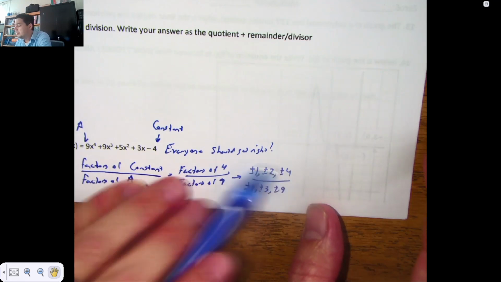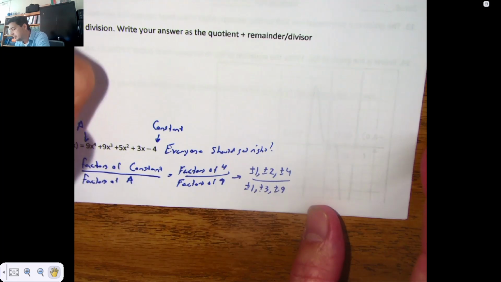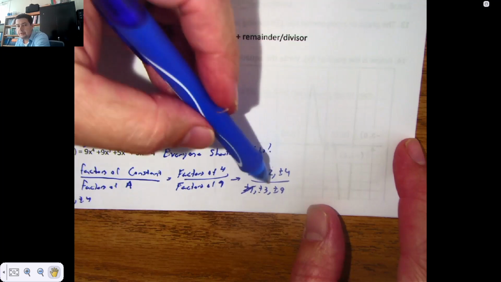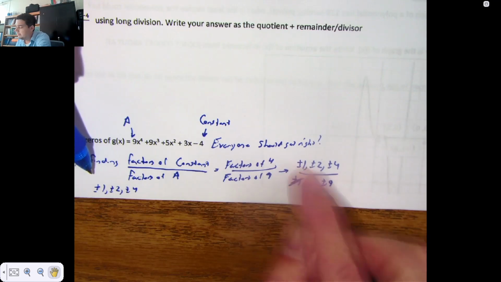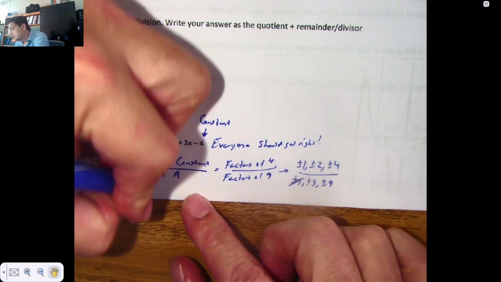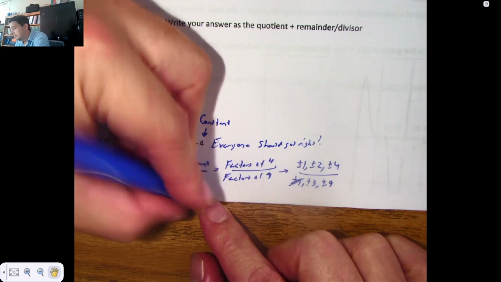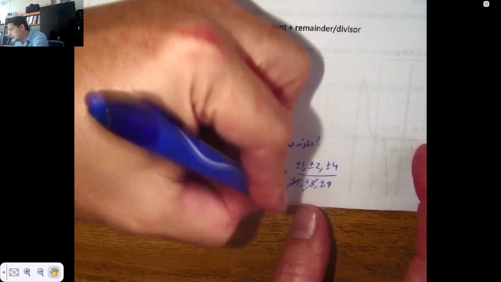The first thing you do is go through and divide each of the top factors by 1. So here's my list: plus or minus 1, plus or minus 2, plus or minus 4. I'm done with the 1. Next I divide by 3: plus or minus a third, plus or minus 2/3, plus or minus 4/3. Now I move on to the 9: plus or minus 1/9, plus or minus 2/9, and plus or minus 4/9.